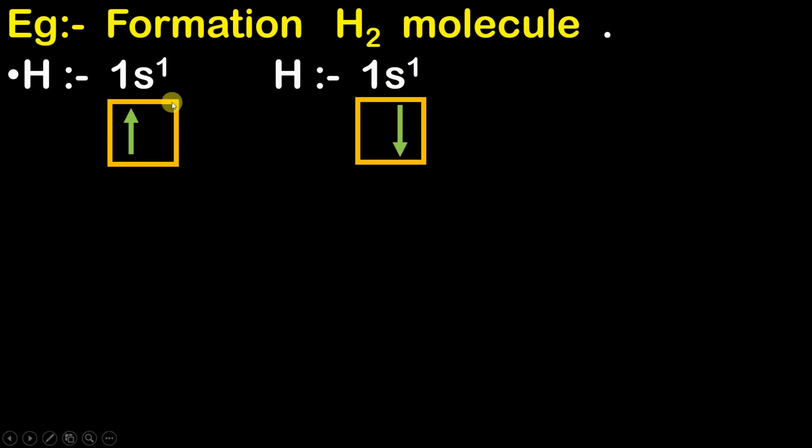Now as you can see over here, in 1s there can be a maximum of 2 electrons, but we have only one electron present, which means that this 1s orbital is half filled. Why is it half filled? Because it can have 2 electrons, but we have only 1 electron. A similar thing is happening with this hydrogen atom as well. Since both hydrogen atoms have a half-filled orbital, they can overlap with each other. So this 1s1 is going to overlap with the 1s1 of the other hydrogen atom. That we will see later on.